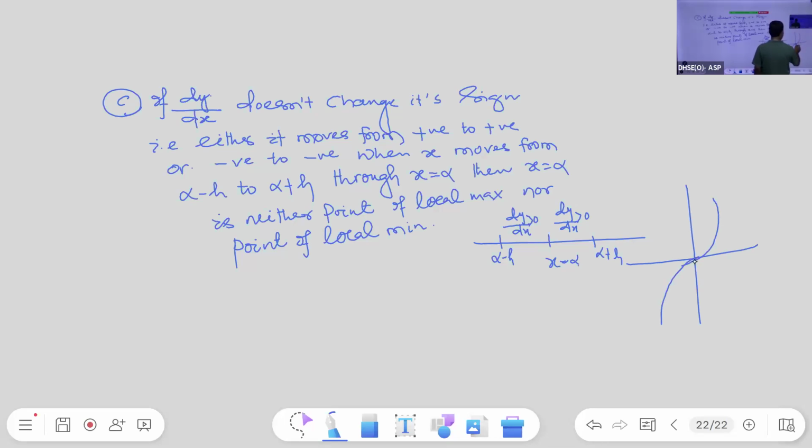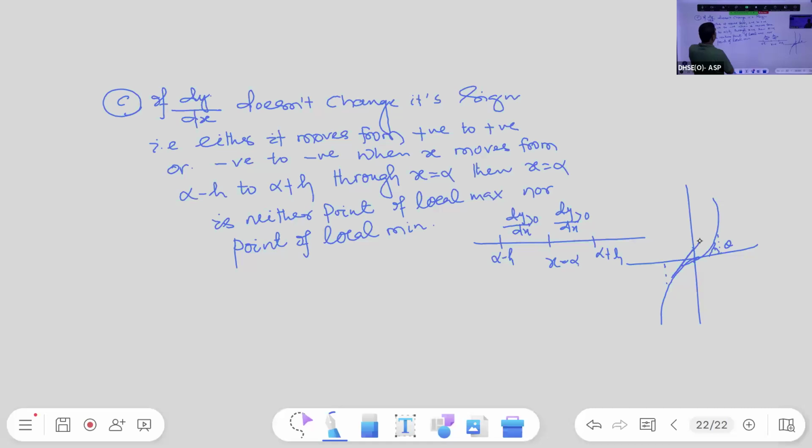Suppose x is equal to 0 is a critical point. If you draw a tangent at this point, theta is acute. If you draw a tangent at this point, theta is also acute. So dy upon dx changes from positive to positive. So x is equal to alpha is neither a point of local max nor a point of local min. I hope it is clear to you. Please write in the chat box. Is it clear?